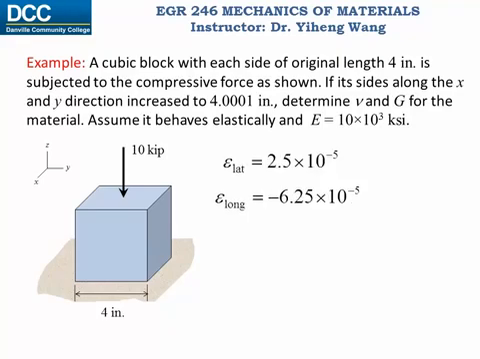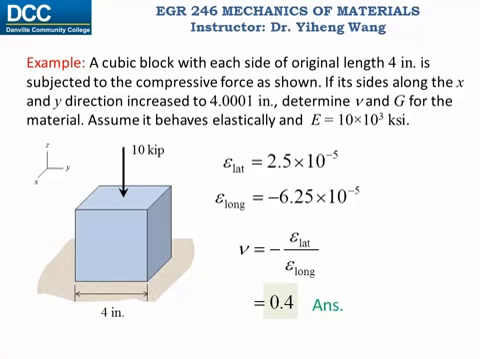And since we know both the lateral epsilon and the longitudinal epsilon, we can substitute them into the equation to calculate Poisson's ratio nu equals negative epsilon lateral over epsilon longitudinal. Notice how the negative sign gets cancelled out, and that equals a positive 0.4. And that answers the first part of the question, the Poisson's ratio for the material.